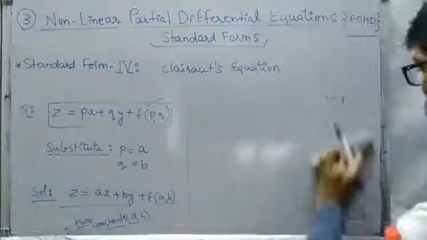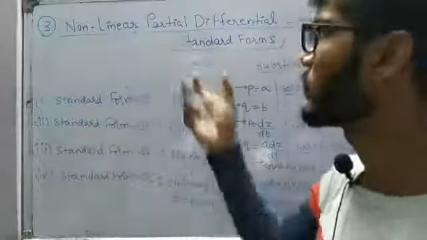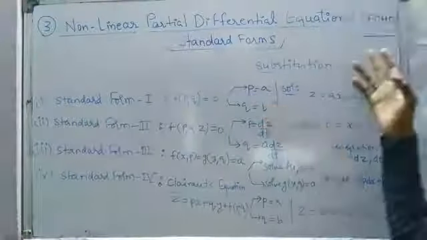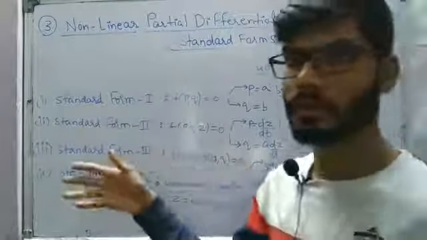So that is all in all four standard forms, and now let us recap all the forms very quickly, so that we can have all the substitutions in our mind very thoroughly. So in the summary of non-linear partial differential equations of first order higher degree, in the standard form we had the discussion of four standard forms.